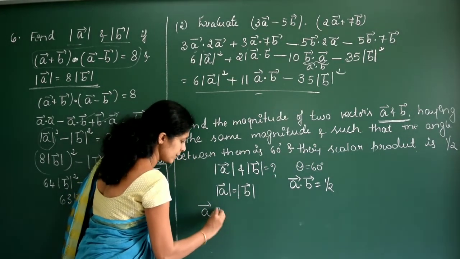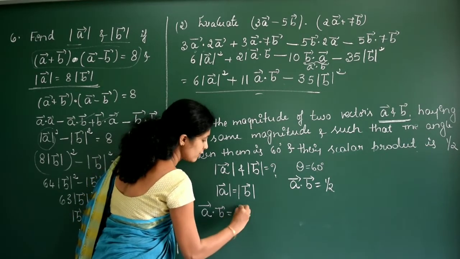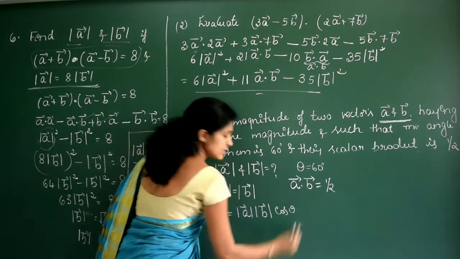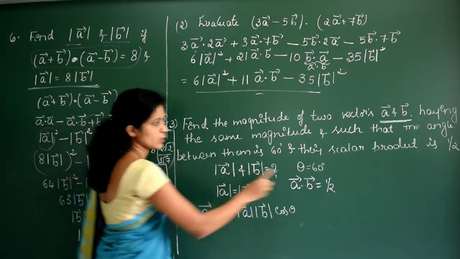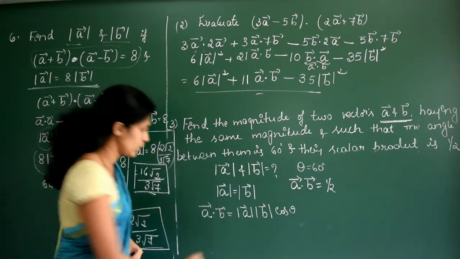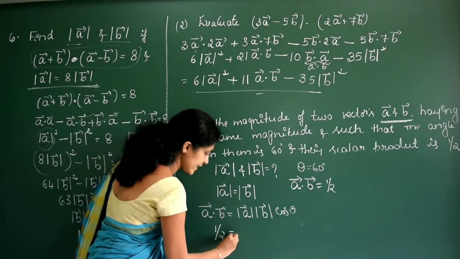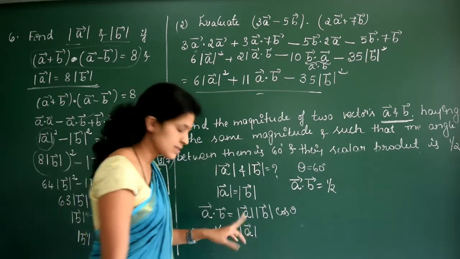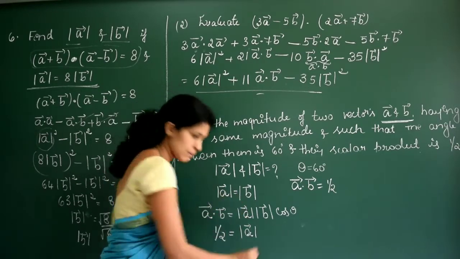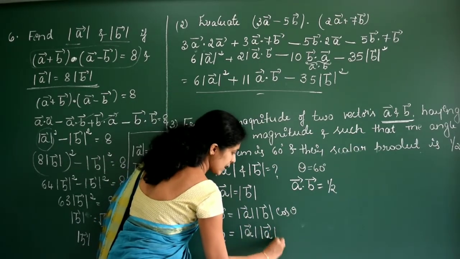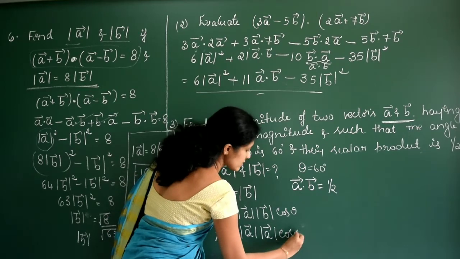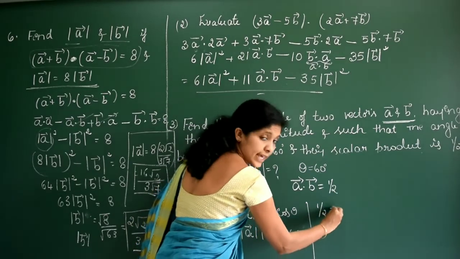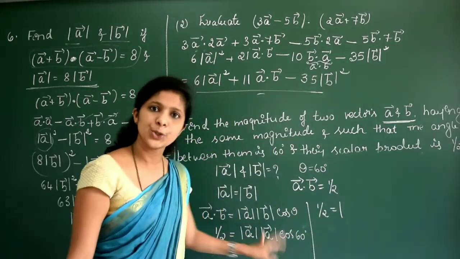A vector dot B vector is equal to magnitude of A vector, magnitude of B vector into cos theta, right? So here A vector dot B vector, what is the value? It is given as 1 by 2. Let me substitute this. 1 by 2 is equal to magnitude of A vector. Since magnitude of A vector and B vector both are the same, magnitude of B vector can be written as magnitude of A vector, into cos theta. Theta is now 60 degrees, right? By using this, 1 by 2 is equal to magnitude of A vector into magnitude of A vector.